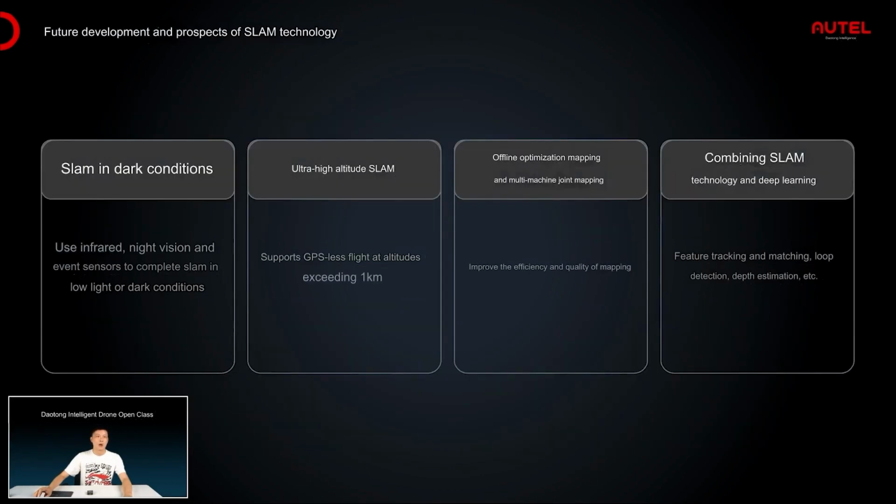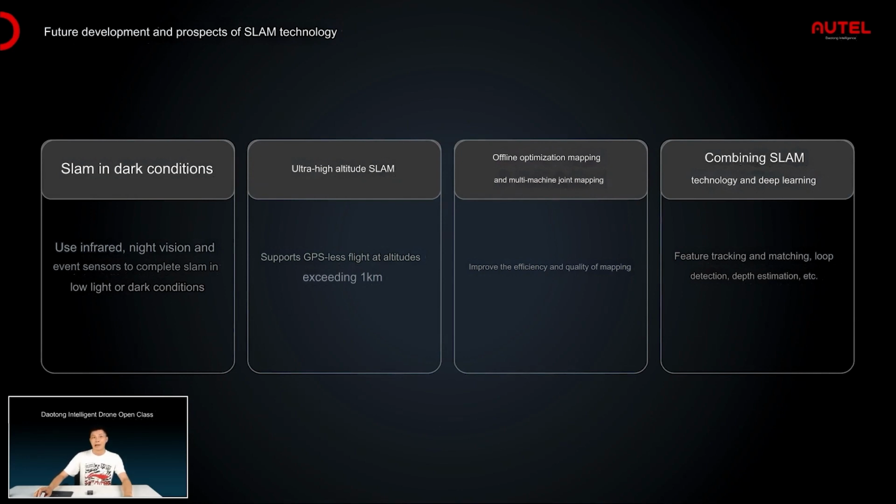The first one is SLAM in dark conditions. Nowadays, ordinary cameras cannot work in dark night conditions. We are trying to use infrared cameras and night vision cameras to obtain image data in dark environments, and then based on this, we build SLAM, turning SLAM into a system that can work during both day and night.